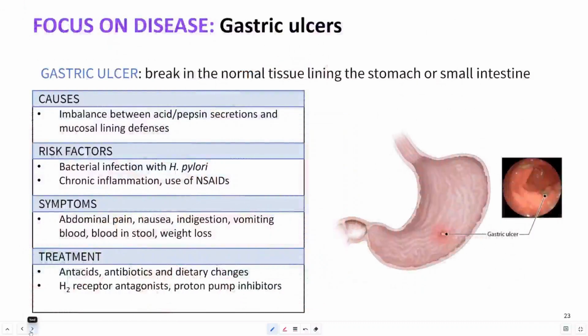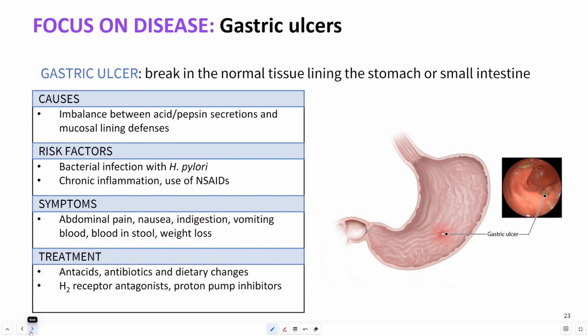A focus on disease. Peptic ulcers are chronic, solitary erosion of the lining of the stomach or the duodenum. Gastric ulcers are peptic ulcers that can occur inside the stomach. Duodenal ulcers are peptic ulcers that occur in the duodenum. Symptoms of an ulcer include burning pain in the epigastric region, nausea, vomiting, extreme belching, and tar-like stools. In the worst-case scenario, perforation of the organ may occur if left untreated.